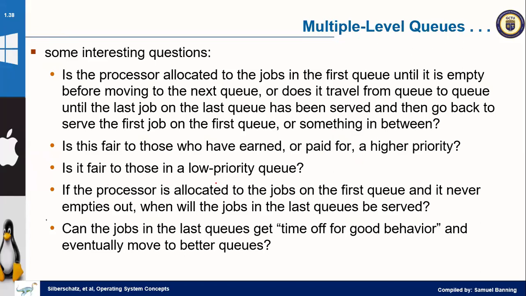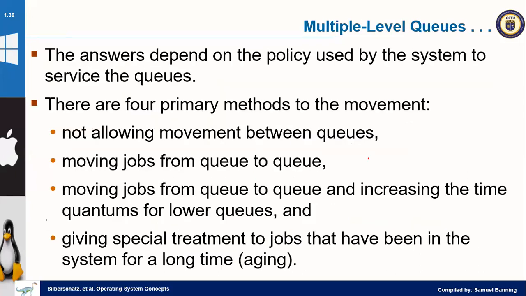Is it fair to those in a low priority queue? If the processor is allocated to the jobs on the first queue and it never empties out, at what point will it serve the others and the other queues? Can the jobs in the last queue get time off for good behavior? Maybe because they have stayed in the queue for a long time. So is it also applicable in this multi-level queue? So these are some of the interesting questions or challenges that you want to address when you want to implement the multi-level queue.